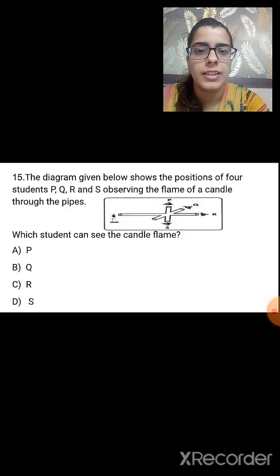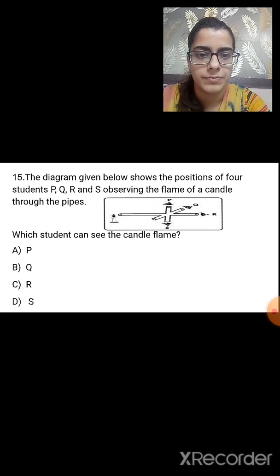15th, the diagram given below shows the position of the four students P, Q, R and S observing the flame of a candle through the pipes. Which student can see the candle flame? So in the given diagram, the positions of the four students are given. Student P, Q, R and S. They are observing the flame of a candle through the pipes. You have to tell which of the students can see the candle flame.